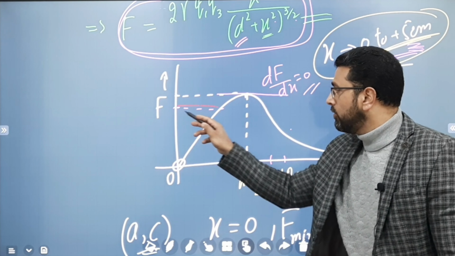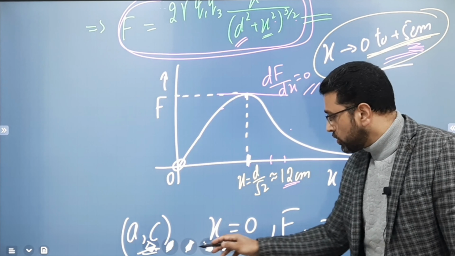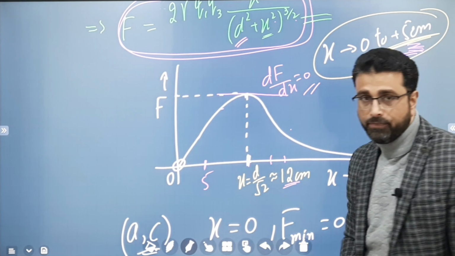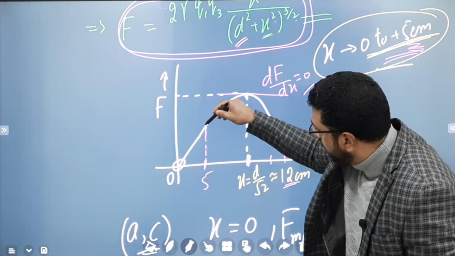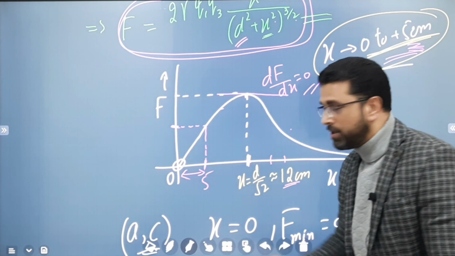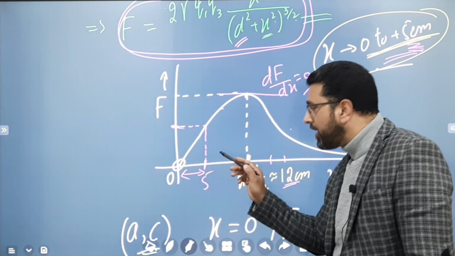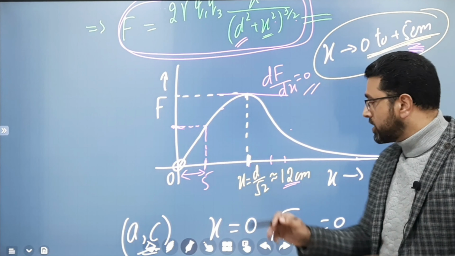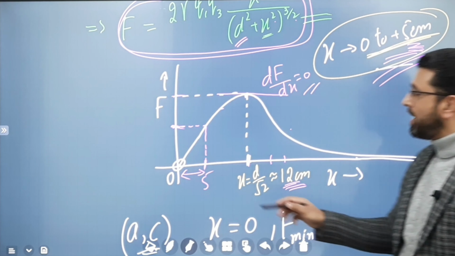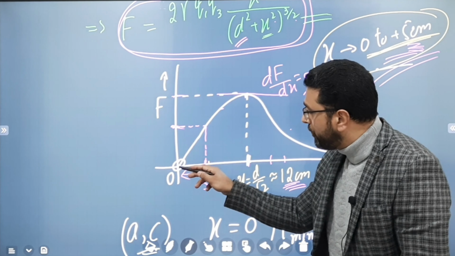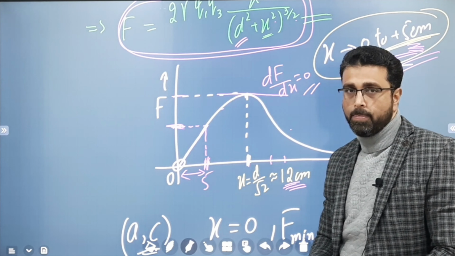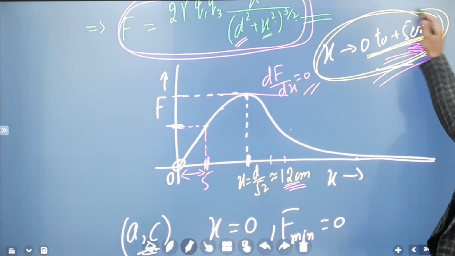So I'll erase this stuff now. So 5 is somewhere here, and force at 5 is here. Now look here, within this range, 0 to 5 centimeters, force is maximum at 5 centimeters. And overall force is maximum at 12 centimeters, somewhere here. Now within this range, force is maximum at 5. You can see from 0 to 5, force continuously increases. So force is maximum here at 5 centimeters. Okay, so within our range, force is maximum at 5 centimeters.